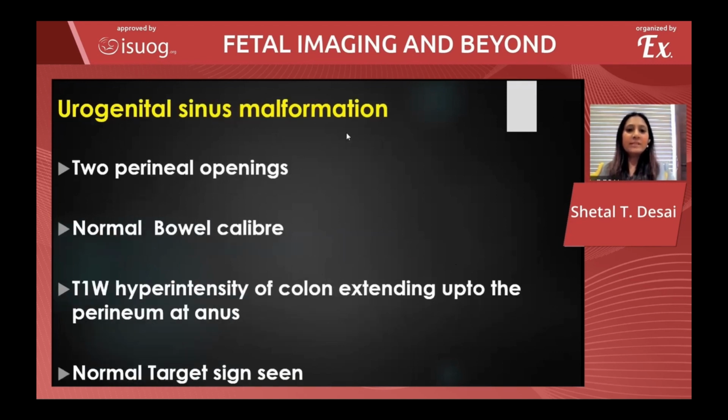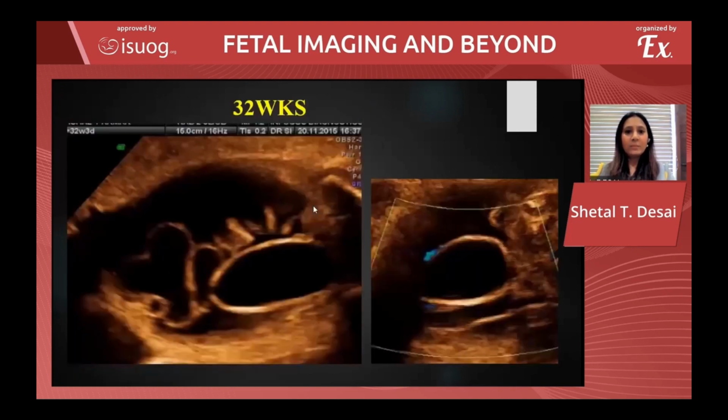In a urogenital sinus malformation, there will always be two perineal openings. Bowel caliber will be normal, signal intensity of the colon and the bladder will be normal, and you will see that the colon extends right up to the perineum and opens at the anus with a normal target sign. Now, having understood this approach, we will apply it to a fetus who was seen by us at 32 weeks.